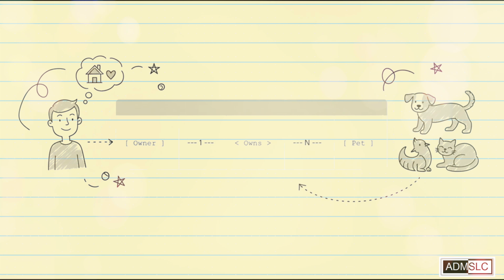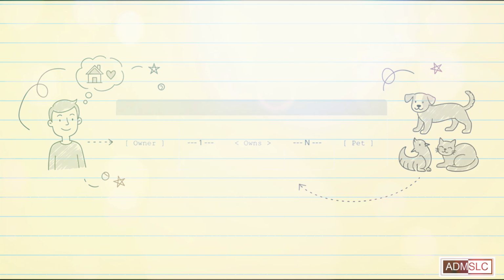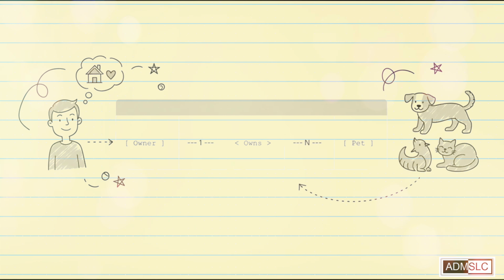So back to the vet's office. What's the relationship between an owner and a pet? The owner owns the pet. So we stick that diamond with owns right between them. But pay attention to the little numbers on the lines. There's a 1 next to owner and an N, which stands for many, next to pet. This sets up a really important business rule. One owner can have many pets.